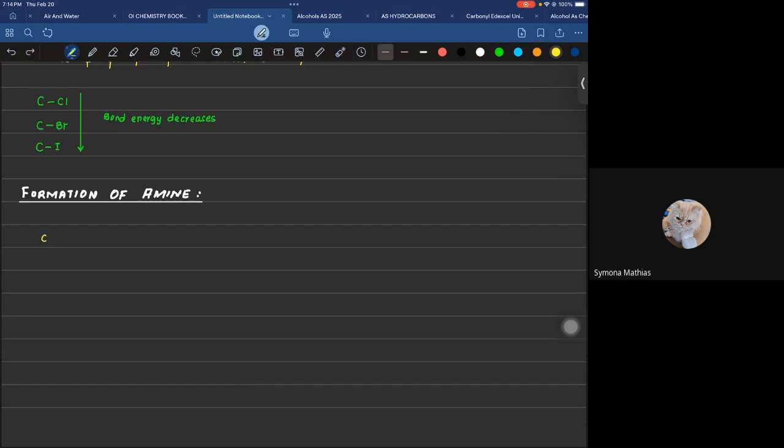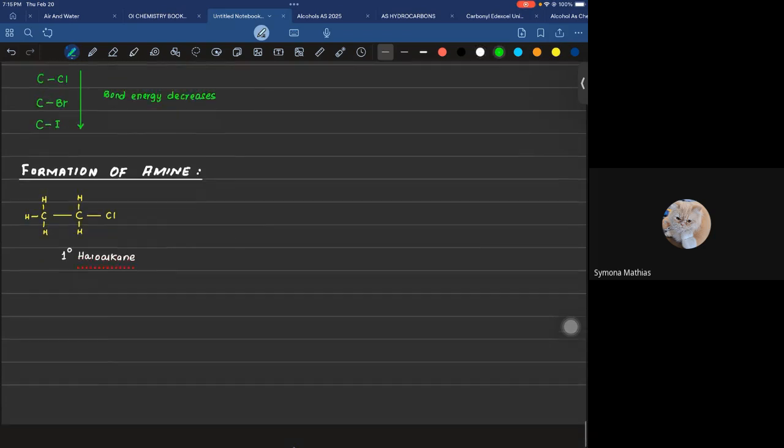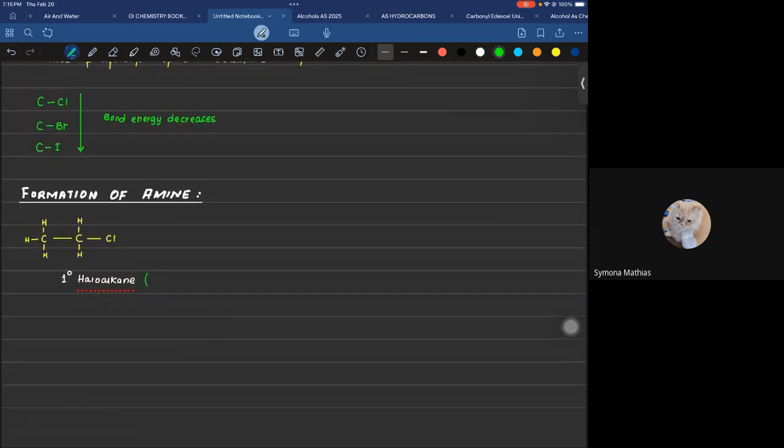carbon, then I have another carbon, and chlorine is attached with this carbon. Then these are the hydrogens. This is your primary halogenoalkane, a 1 degree haloalkane. And you know that a 1 degree haloalkane is going to give you which mechanism? SN2 mechanism, right?